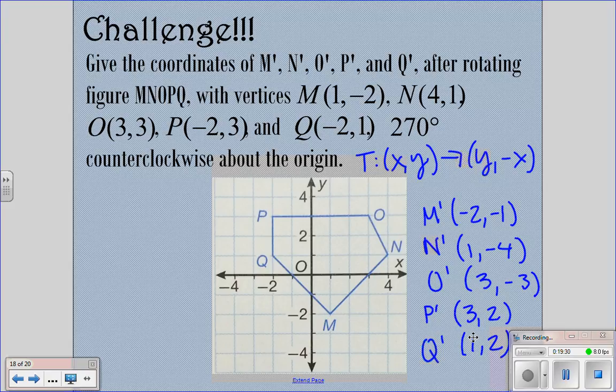So maybe some of y'all got that correct. Hopefully so. Anyway, that is how you deal with rotations.